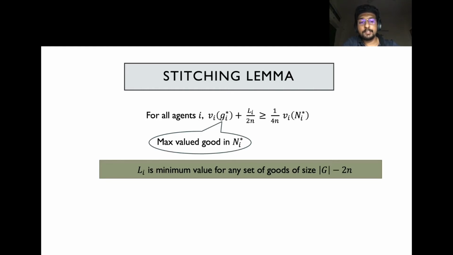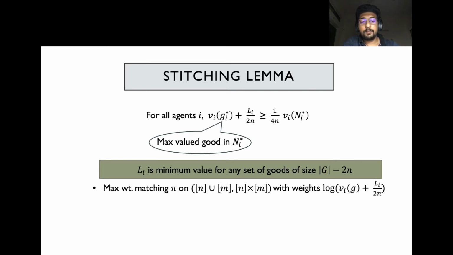Considering the log of the LHS of the stitching lemma as weights of a max weight matching, we get that the product of the weights is a 4n approximation to the optimal Nash social welfare. Since in the second phase, after removing the n matched goods using the moving knife procedure, we know that each agent gets at least an approximation of the small valued goods, including Li over 2n in the modified weight of the matching is trying to account for that later allocation in the first step itself.